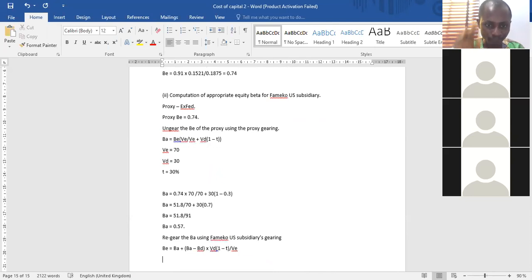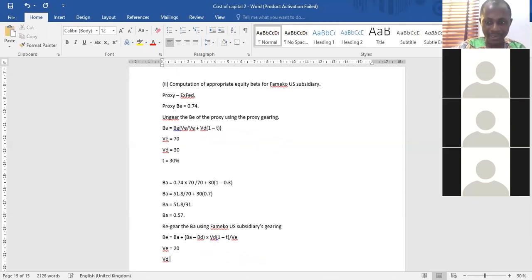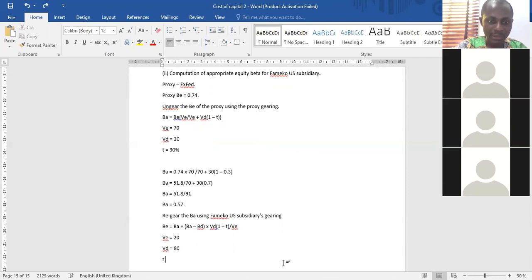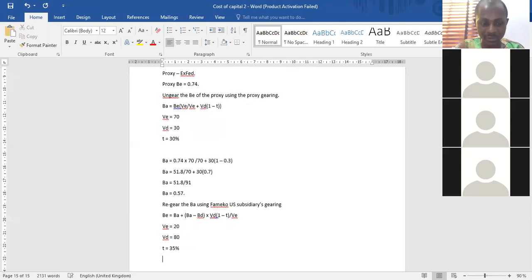So what is the market value of equity of Fameco US subsidiary? We're told that if this is set up, Fameco's US subsidiary will have gearing of 80% debt and 20% equity. This is what the gearing will be for the Fameco US subsidiary. And the tax rate will be 35%. So put this in the formula.